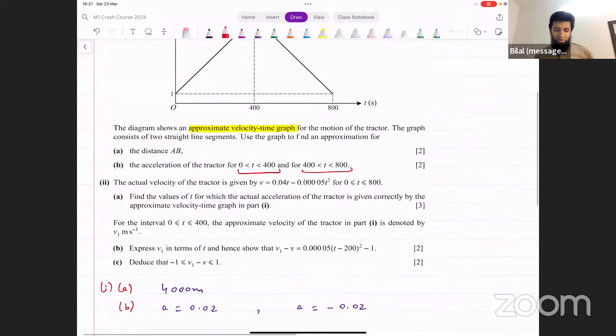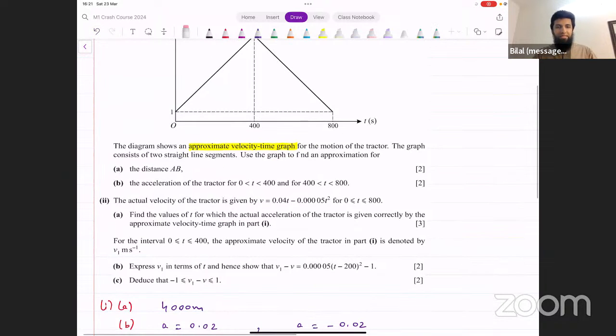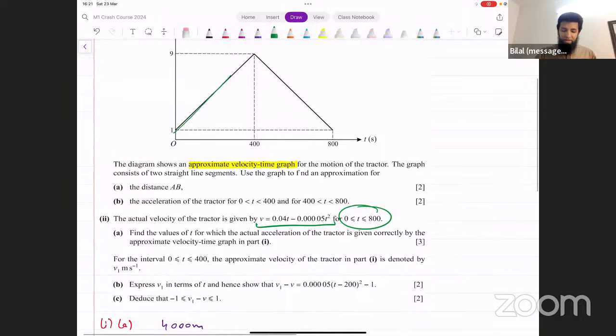Okay, then you have part two here. The actual velocity of the tractor. So this graph is basically giving you an approximate velocity-time graph. Now it says the actual velocity of the tractor is given by this formula for time between 0 and 800. Now these were straight lines. Now they have given us a quadratic formula. That means the actual velocity function is supposed to be a curve and not straight lines. All right, that's what they're saying.